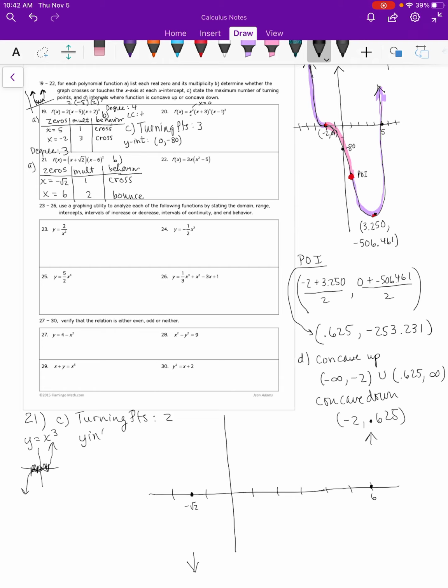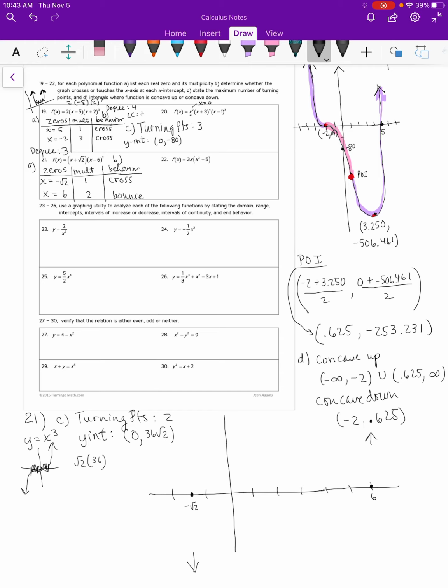You also should consider your y-intercept, and that is always where your x is 0. So if I put 0 in, I would get square root of 2 times negative 6 squared. So I would get the square root of 2 times 36. So 36 root 2 for your y-intercept.